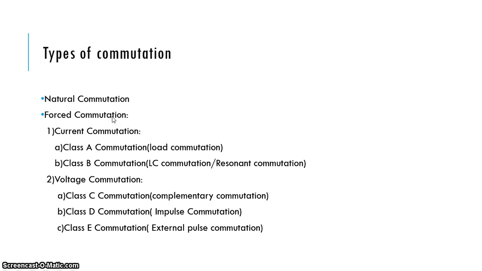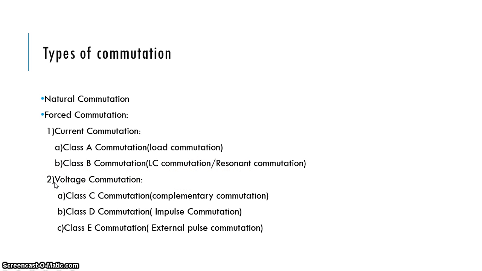And among forced commutation, there are two types, basically current commutation and voltage commutation. Current commutation again has two types in it. Class A commutation, which is also called the load commutation. Class B commutation, which is also called the LC commutation or the resonant commutation.